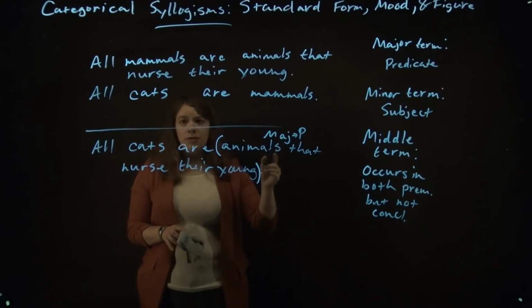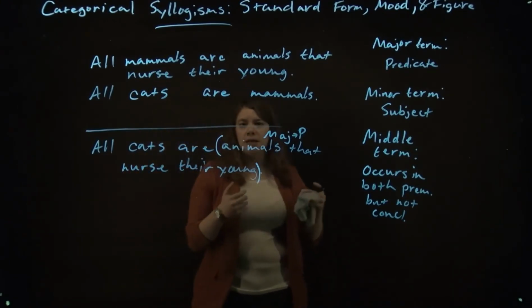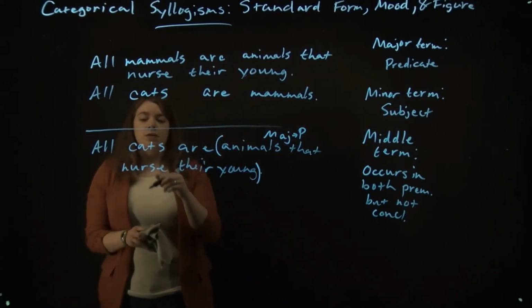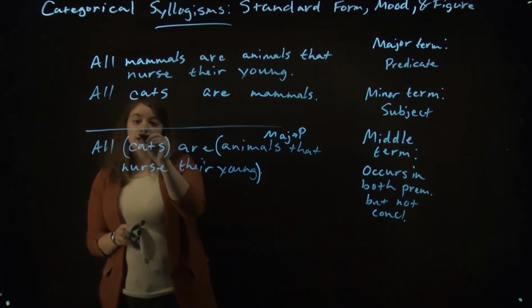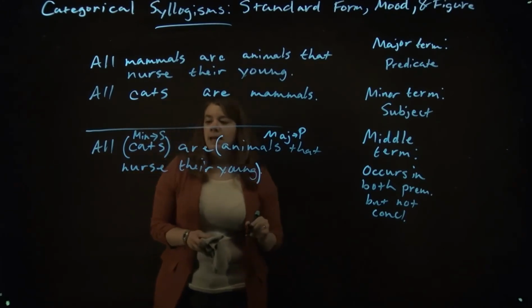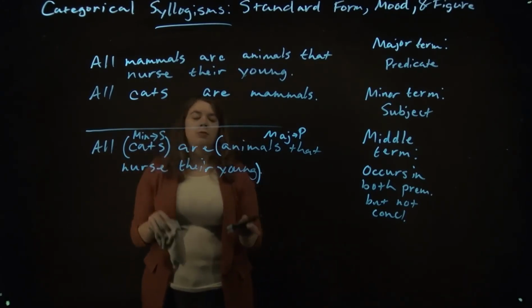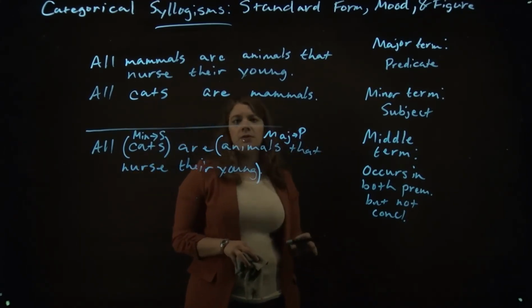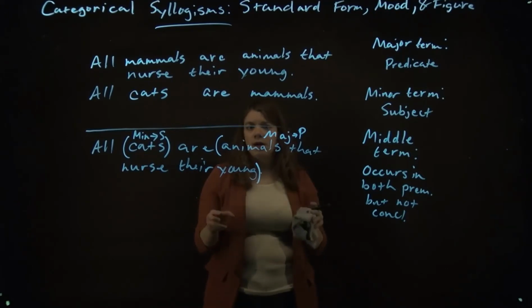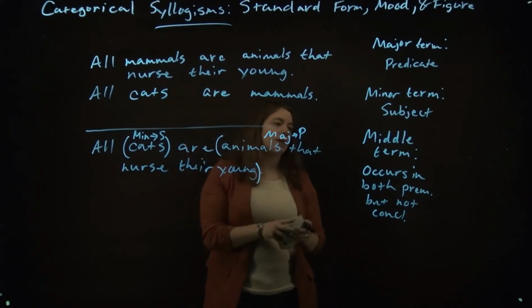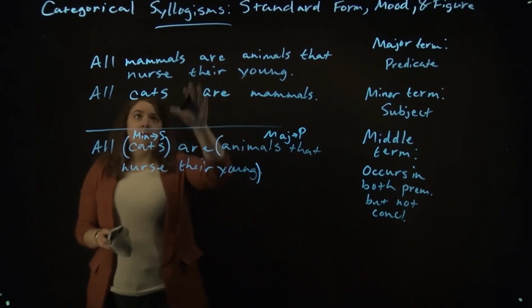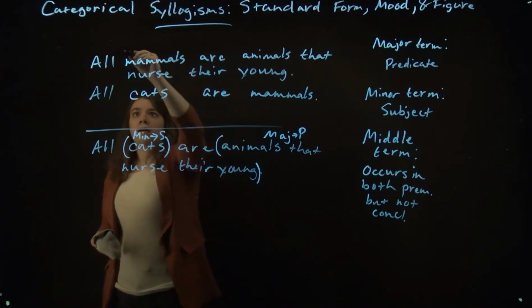Now, the minor term is kind of backwards from the way we might think, so it's important to try to keep these terms straight. The minor term is the subject of the conclusion. In this case, it is cats. So that analyzes those terms. The final term, the middle term, is the term that is found in both premises but is not found in the conclusion. The middle term is basically the middle ground between the subject and the predicate. Looking back at the premises, the term that is contained in the premises but not in the conclusion is mammals.